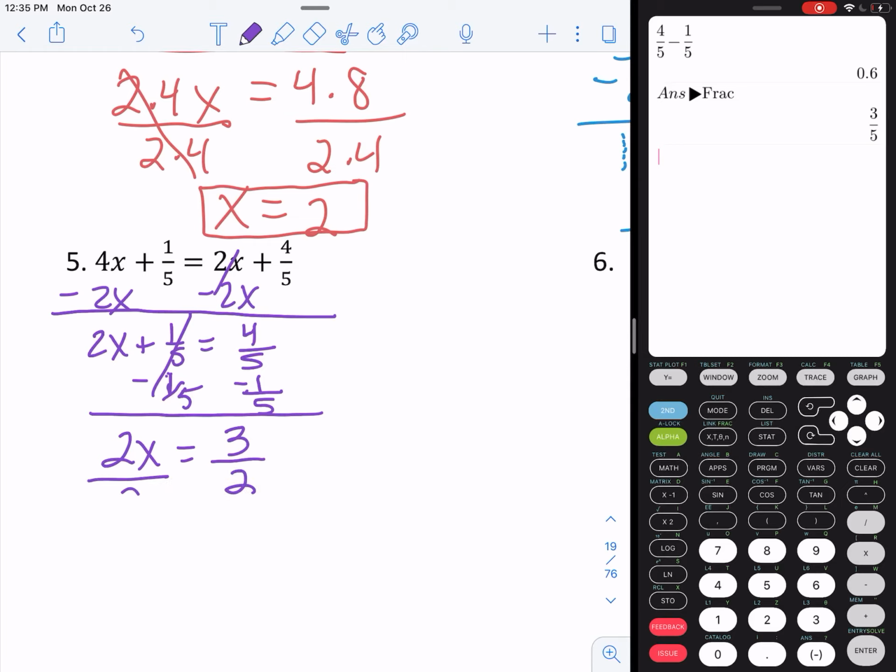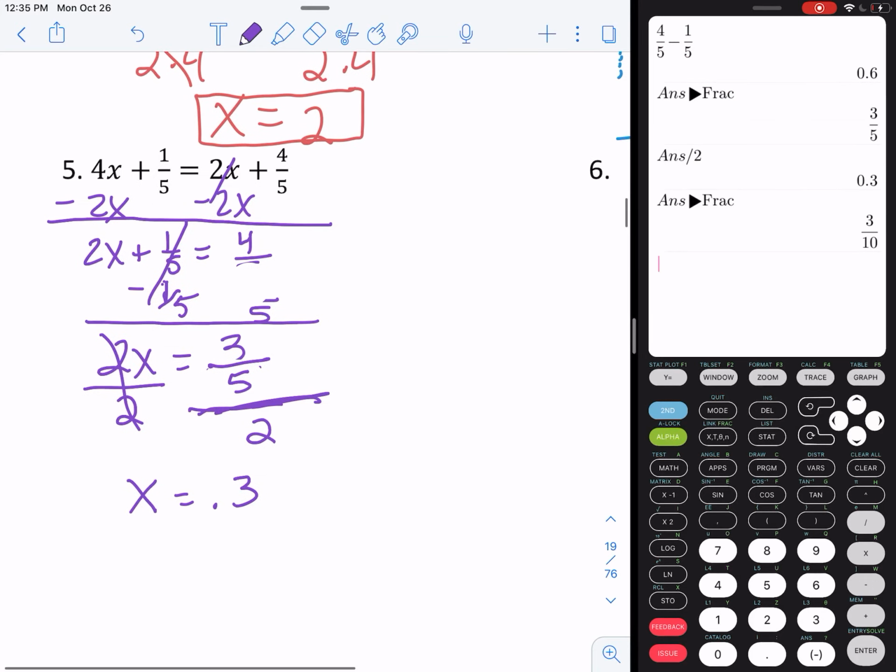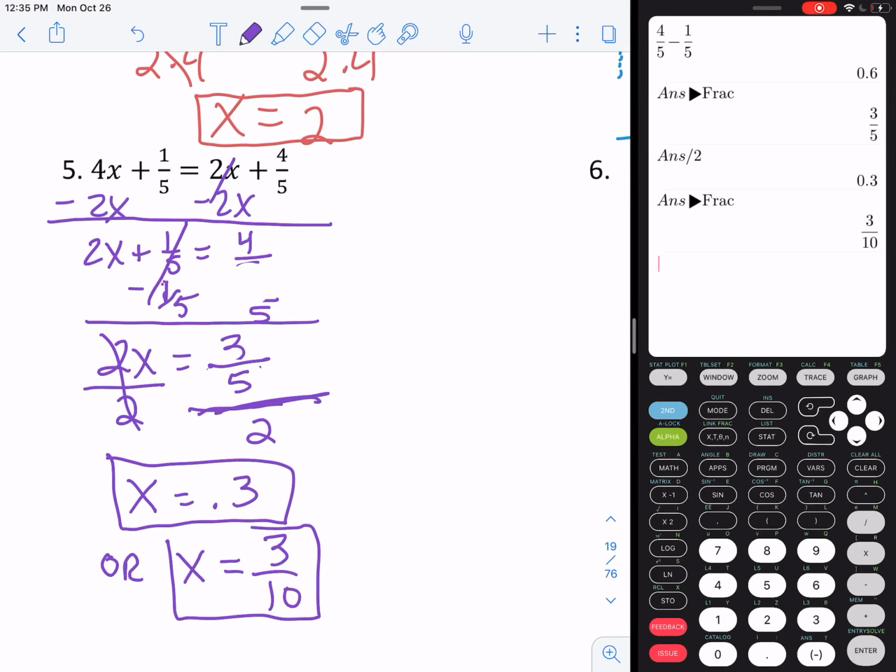All right, now we're supposed to divide by 2. Oh, I wrote 3/2. Three-fifths divided by 2. You've got your 3/5 already there. Just hit divided by 2. It's 0.3. You can write your answer as 0.3. Or you could change it back to a fraction, 3/10. Either way. Okay.